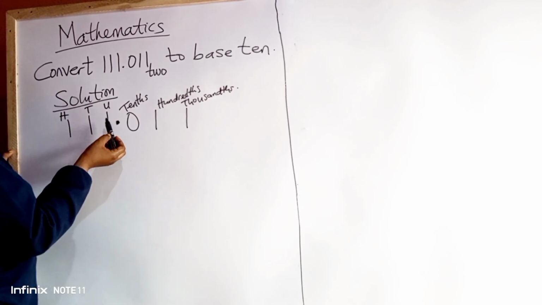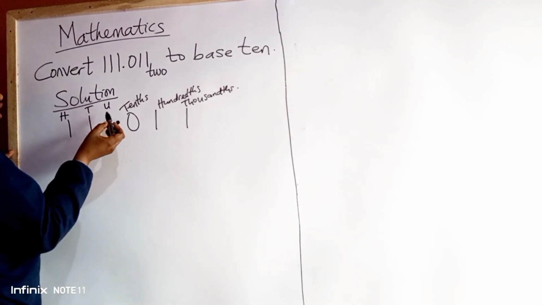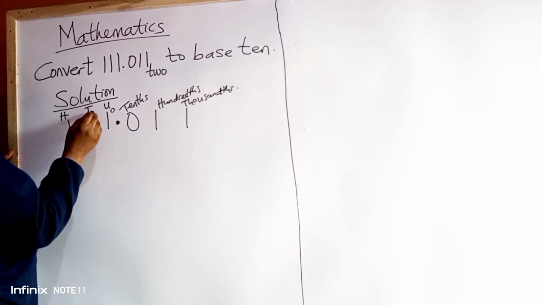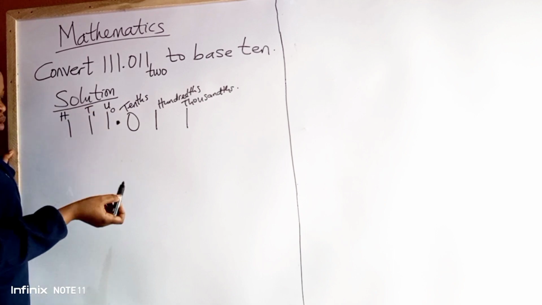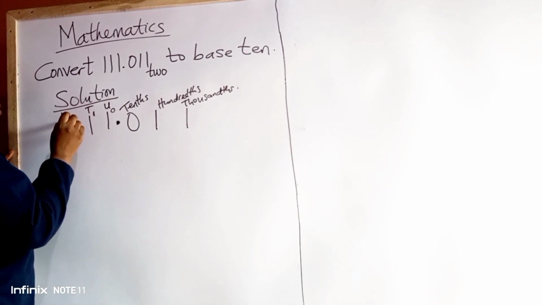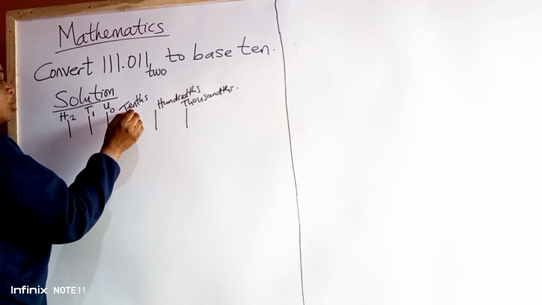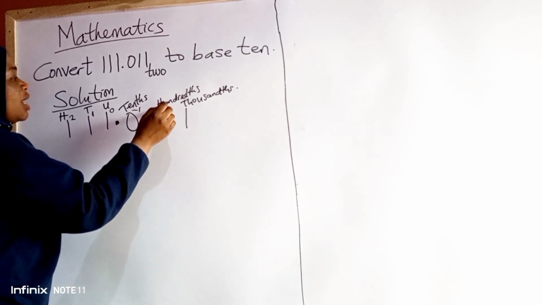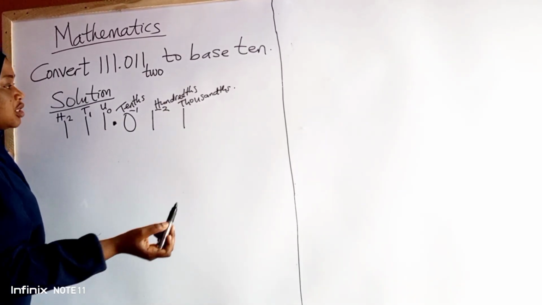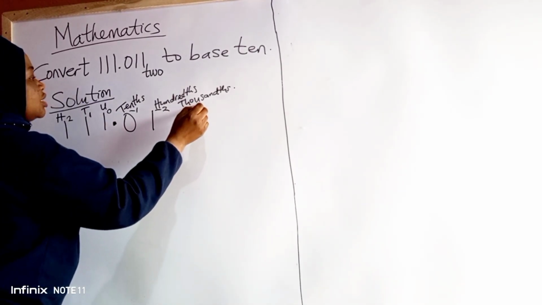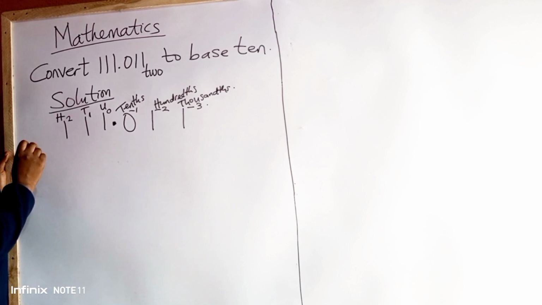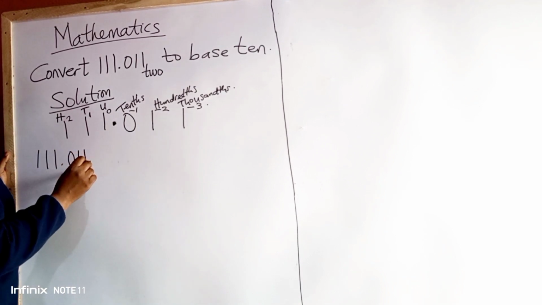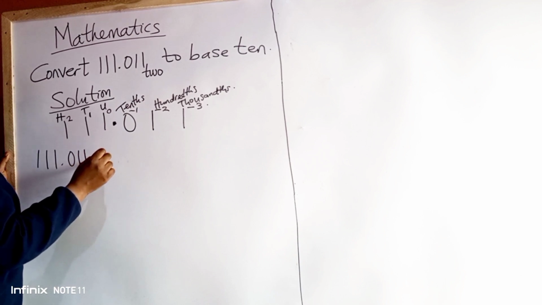Now the one with units, we have the raised power 0. The one with tens, we have raised power 1, and the one with hundreds, we have raised power 2. The one with tenths, we have raised power minus 1. The one with hundredths, we have raised power minus 2. And the one with thousandths, we have raised power minus 3. Now, we have 111.011 base 2. So we want to change it to base 10.